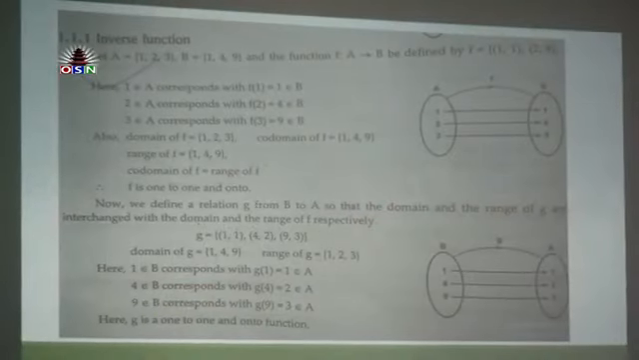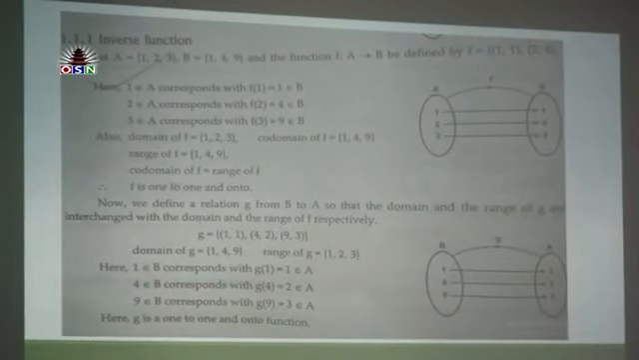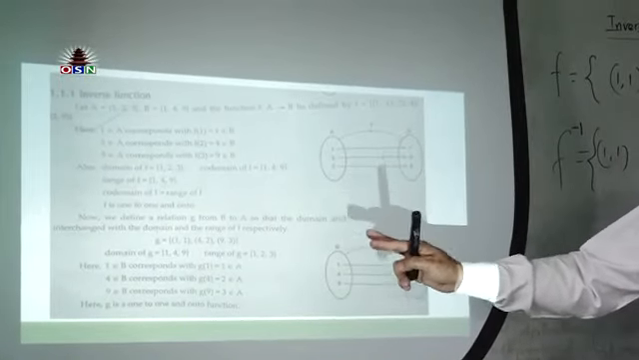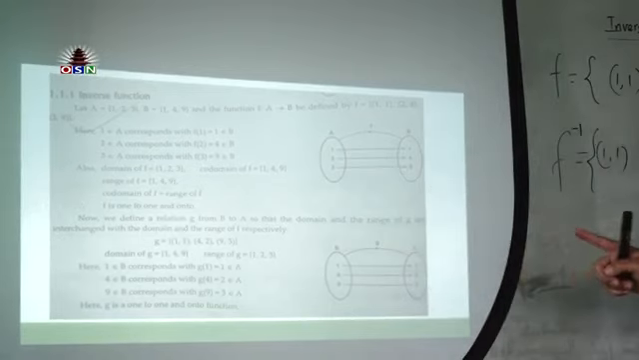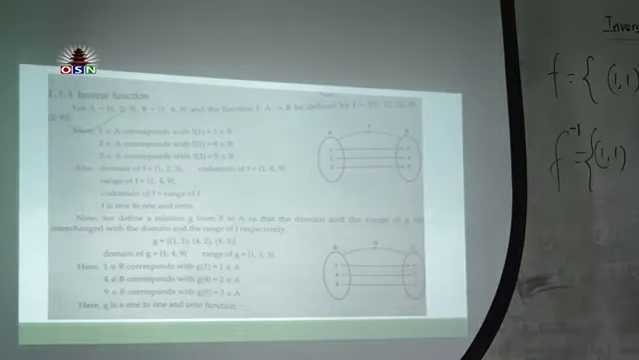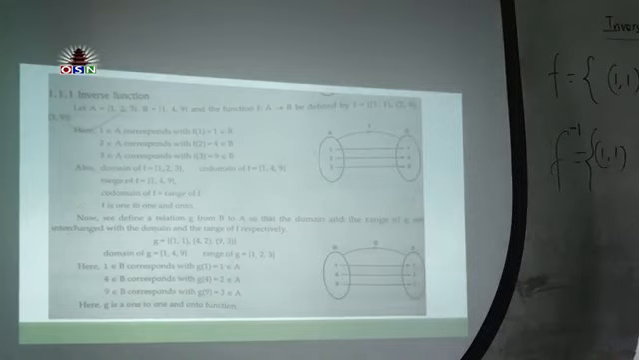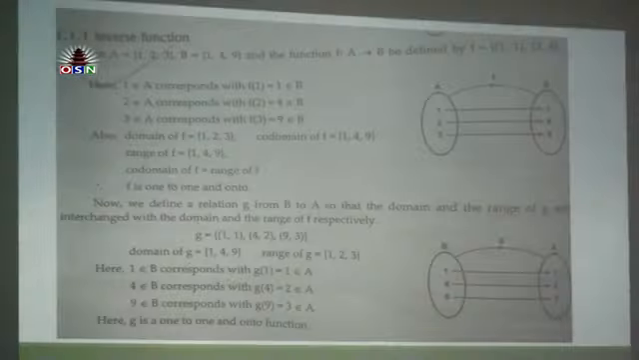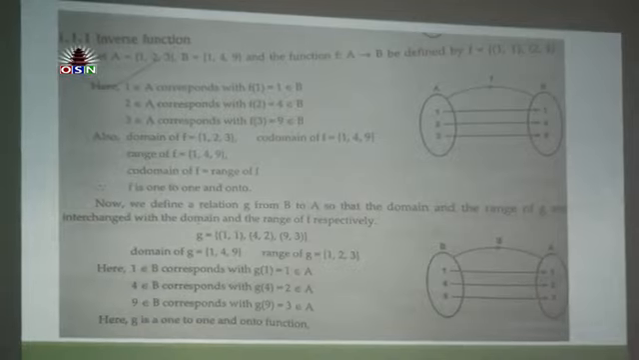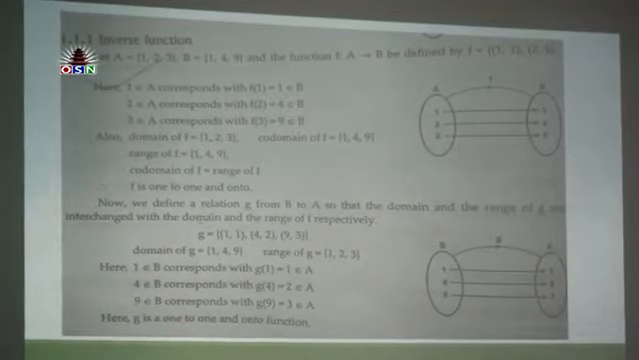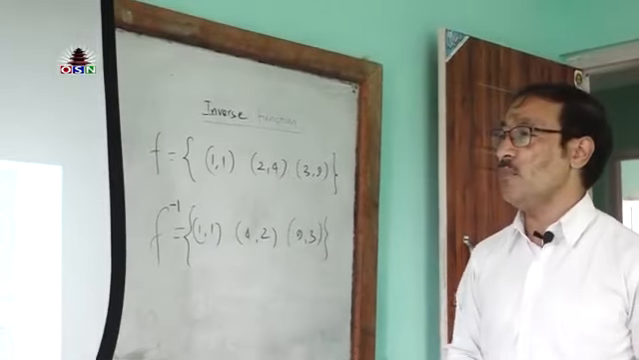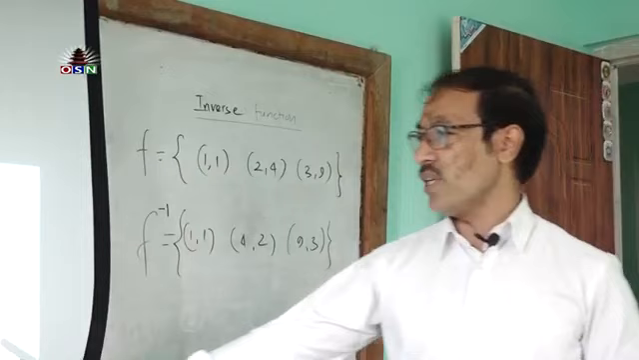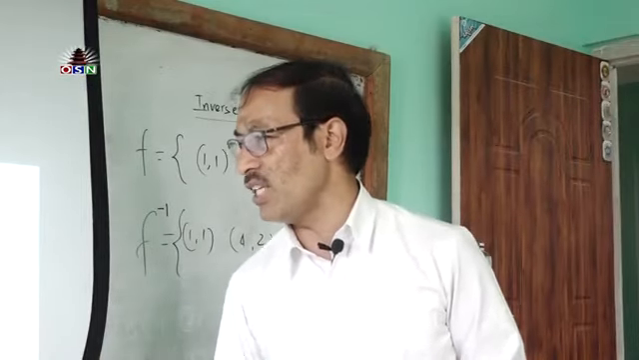You can see here, f is a function. We define a relation G from B to A so that the domain and range of G are interchanged with the domain and the range of f respectively. Means you just exchange the input and output, then the new function derived when you interchange the input and output, that is called inverse function. So you can define it in this way. You can see the example here.